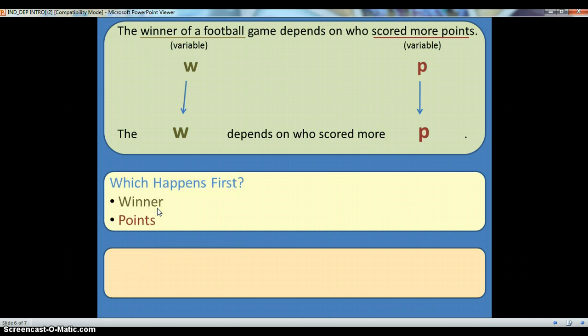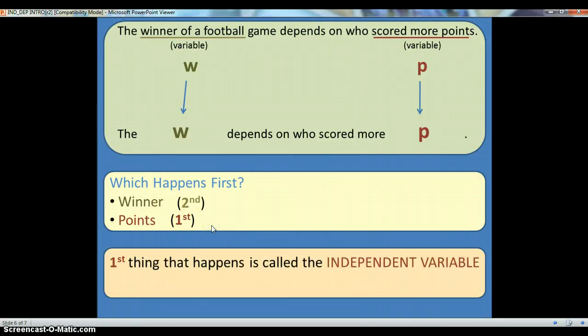Alright, so which happens first? The points happen first, then you have a winner, correct? So points happens first, and you have a winner. Take 30 seconds. You tell me what is independent, what is dependent. Alright, hopefully you got that right. Independent is absolutely the points, and the dependent is the winner. Again, how would I rewrite this using the words function of? W is a function of P. Okay? W is a function of P.